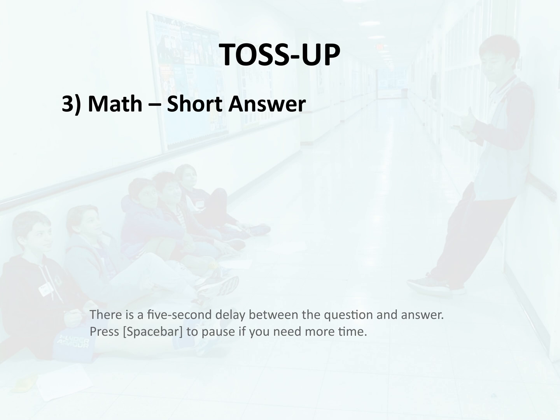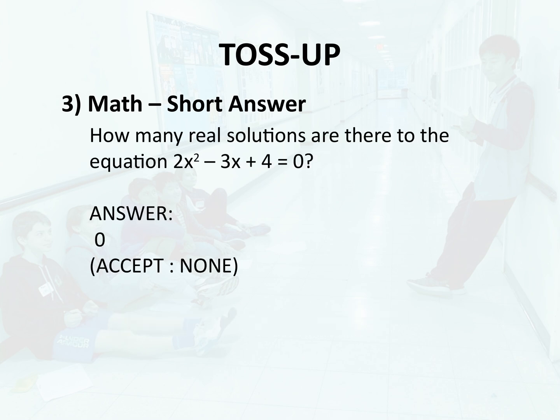Toss-up 3. Math, short answer. How many real solutions are there to the equation 2x squared minus 3x plus 4 equals 0? Answer. 0.